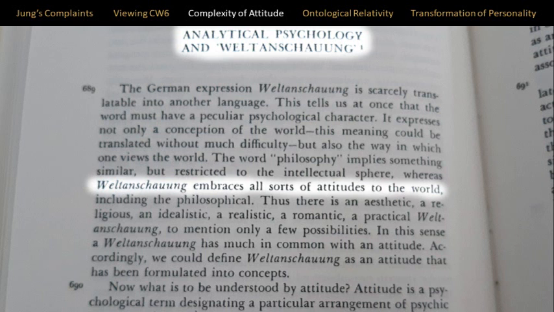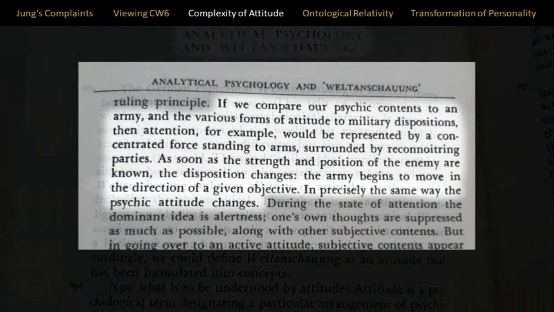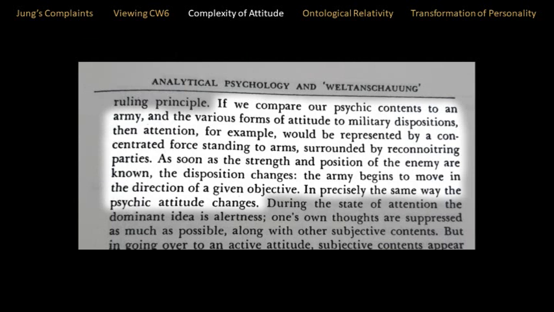Jung expands on how these attitudes relate in an essay a few years after the publication of Psychological Types on Weltanschauung. A worldview is a sort of overall attitude that an individual has developed. Jung illustrates the role of different attitudes within the psyche using the analogy of an army commander. He equates the army commander with the ego and says, "if we compare our psychic contents to an army and the various forms of attitude to military dispositions, then attention, for example, would be represented by a concentrated force standing to arms, surrounded by reconnoitring parties.